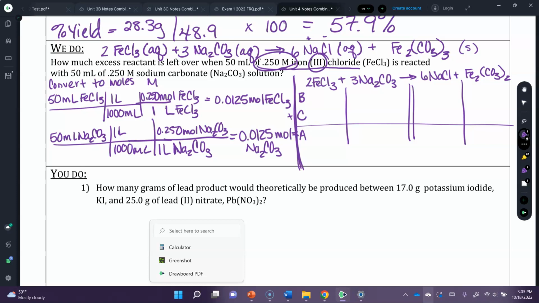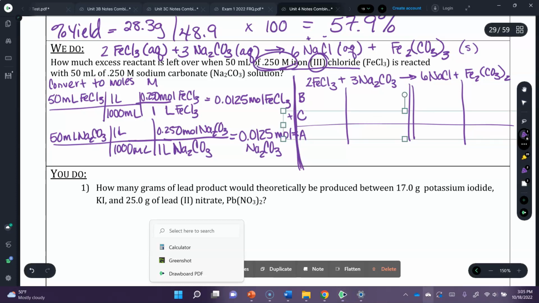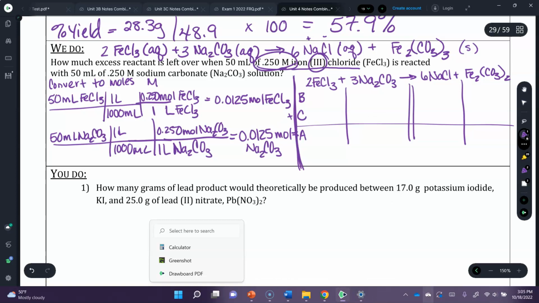Next, I'm going to fill in my before amounts. Before I react anything, I know that I will have 0.0125 moles. All of these values are in moles, so I'm not going to put units in here because that's just a lot of writing. So I have 0.0125 moles of both reactants. But I haven't reacted anything or combined them, so I know I'm not going to have any products. So those will be 0.